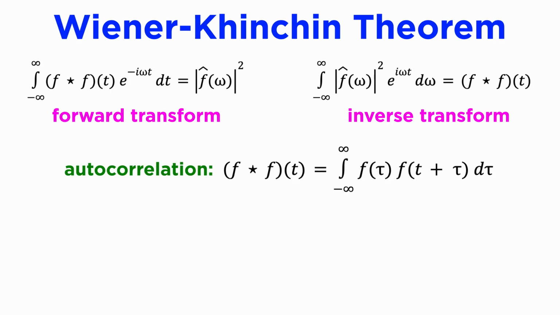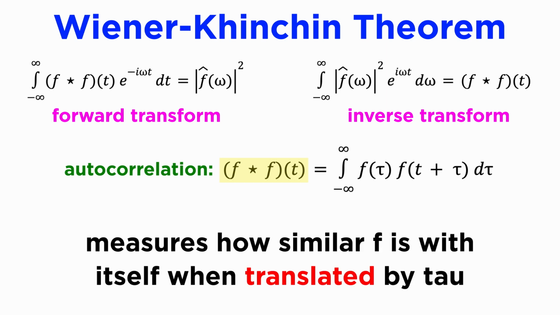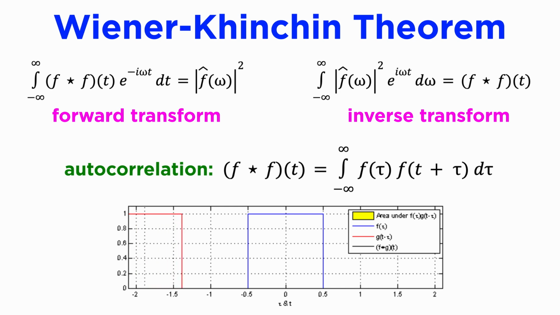Second, the Wiener-Khinchin theorem states that the power spectrum of a function f is equal to the Fourier transform of the autocorrelation of f, where autocorrelation is like a convolution with itself with a sign change. The autocorrelation therefore measures how similar f is with itself when translated by the parameter tau, and then integrates over all delays tau.